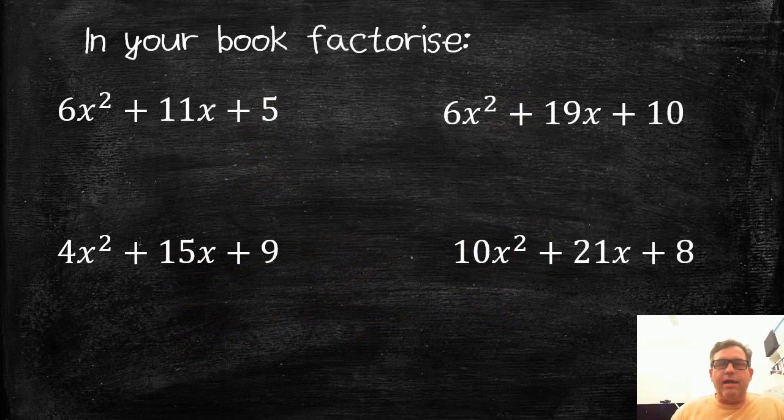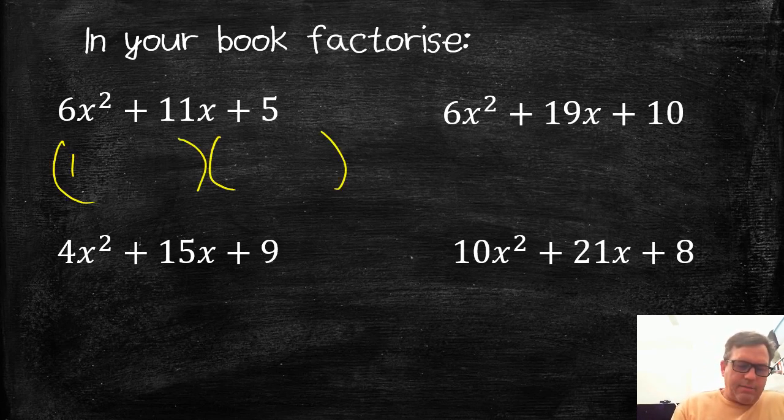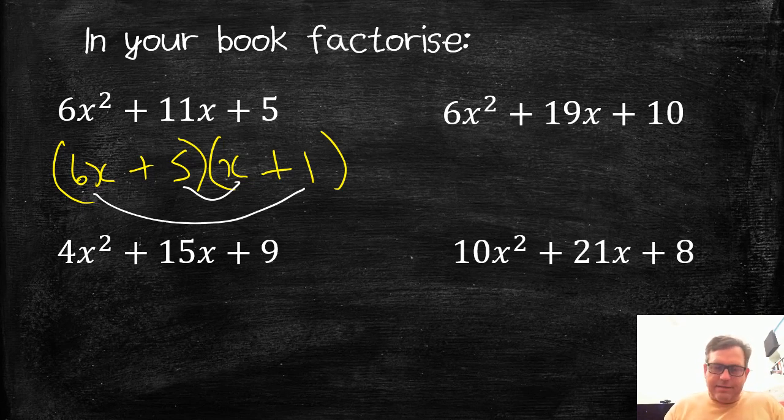Okay, go ahead and pause the video, factorize those in your book, and we'll see how we did. Okay, let's see how we did. So the first one, I think it's going to be 6x and x is what you should have found, and plus 5, that's going to give me a 5x, and plus 1 is going to be 6x. So that's going to give me a 5x and a 6x, which gives me 11x.